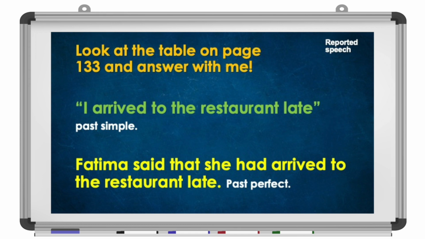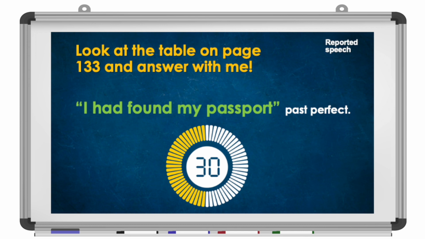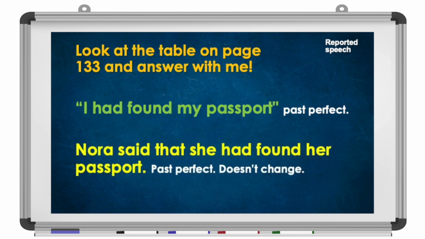Well done. I had found my passport. It's in the past perfect. Is there anything older than the past perfect? Ask yourself. If you're lucky, the exam will have past perfect direct speech. I had found my passport will be reported as Noura said that she had found her passport. When you find the sentence in the past perfect, all you have to do is change the pronoun, time or place reference if there is any. The tense will remain the same because there is nothing older than the past perfect.